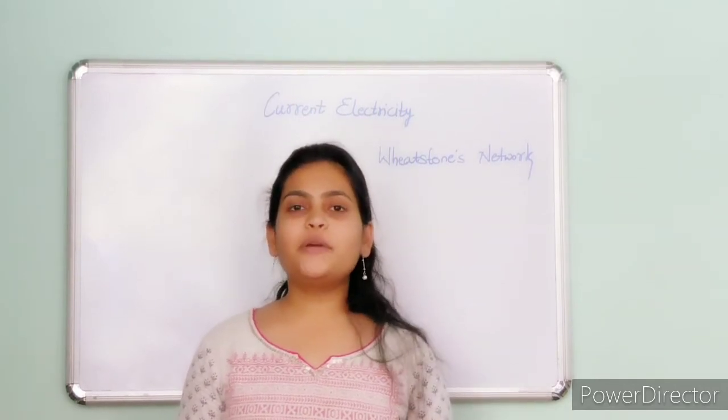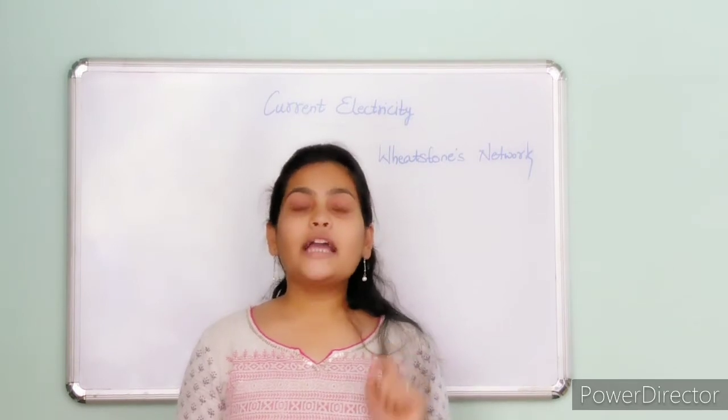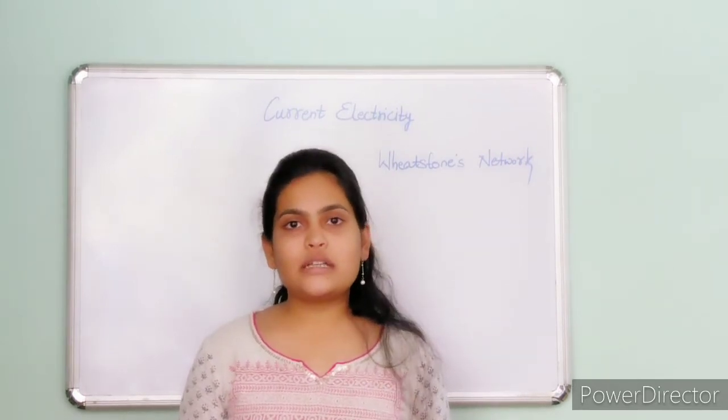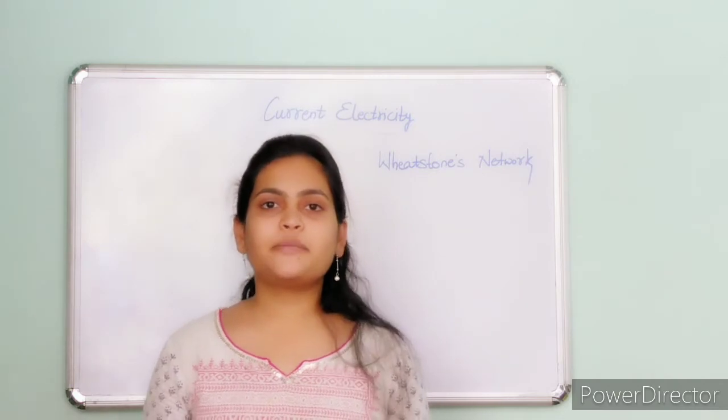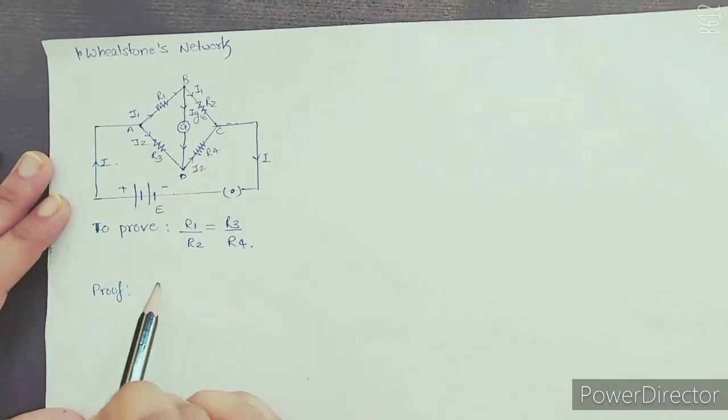It was developed by Charles M. Wheatstone in 1843 for accurate measurement of an unknown resistance. Now let's see how it is. So this is Wheatstone's network.